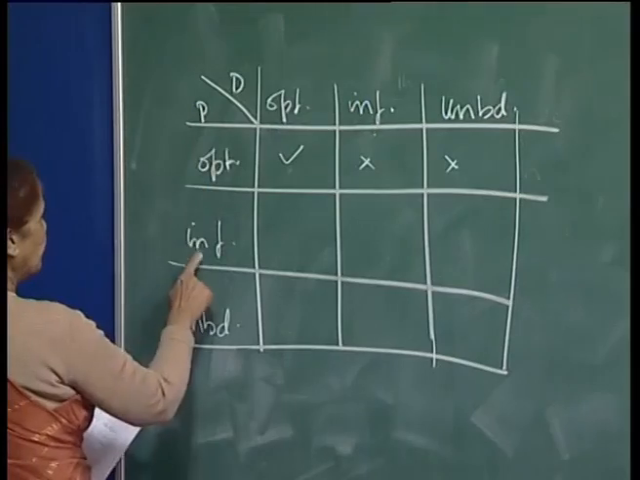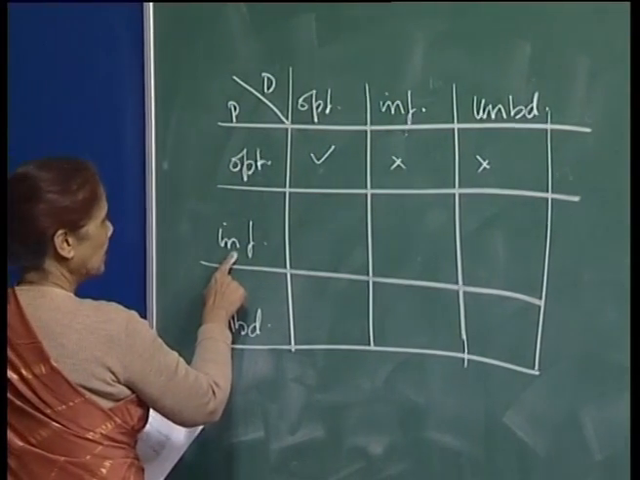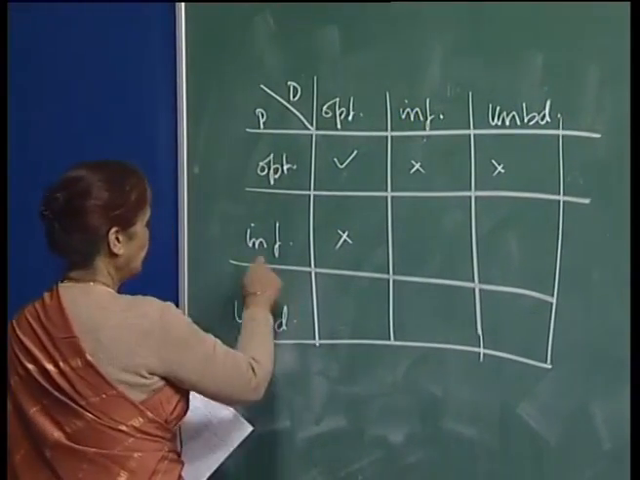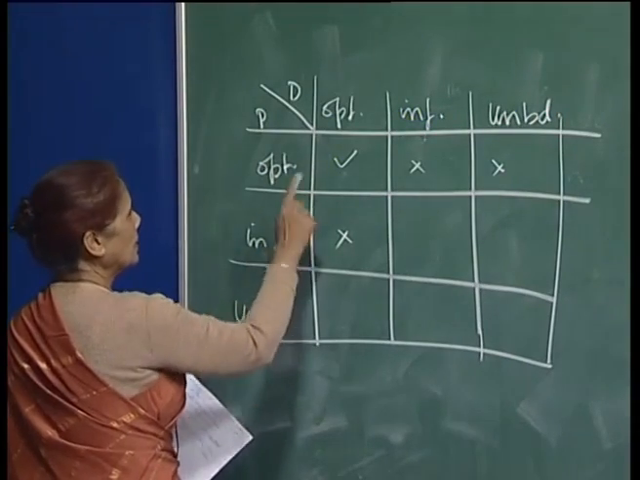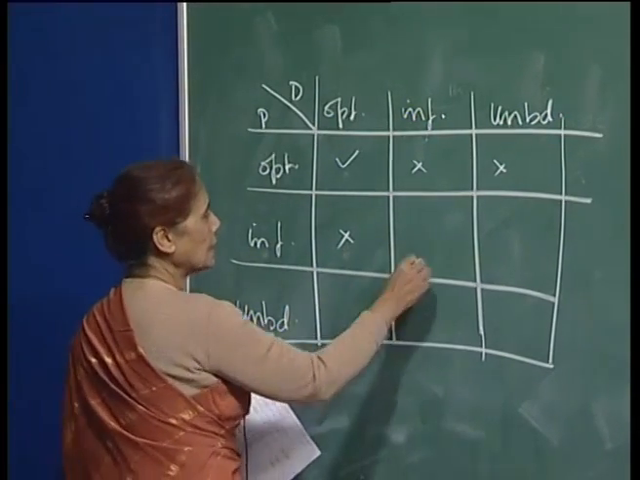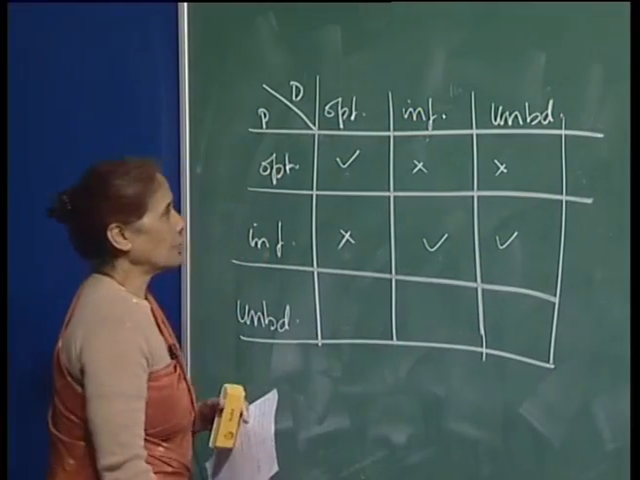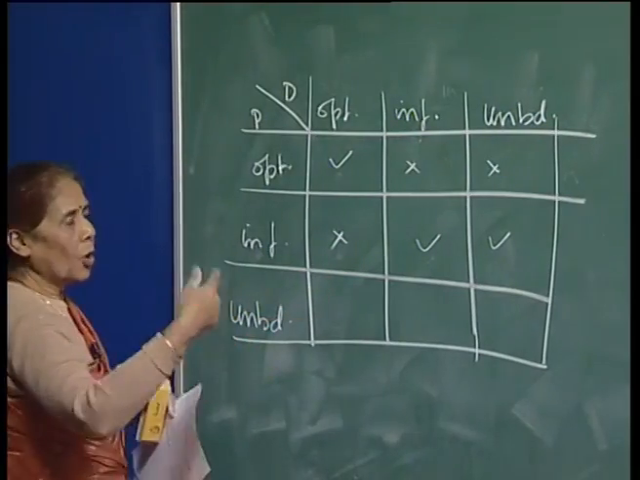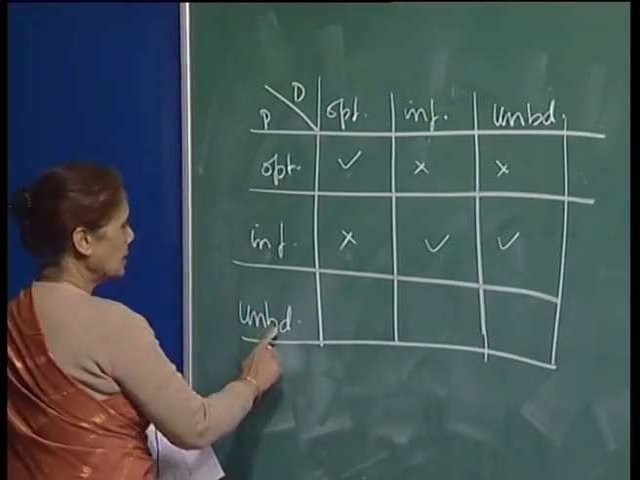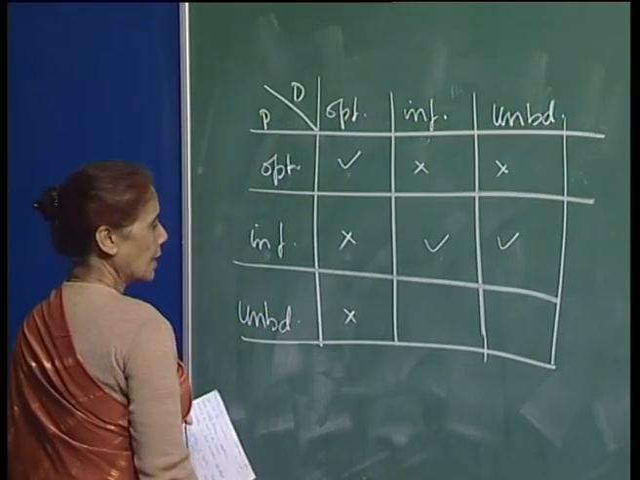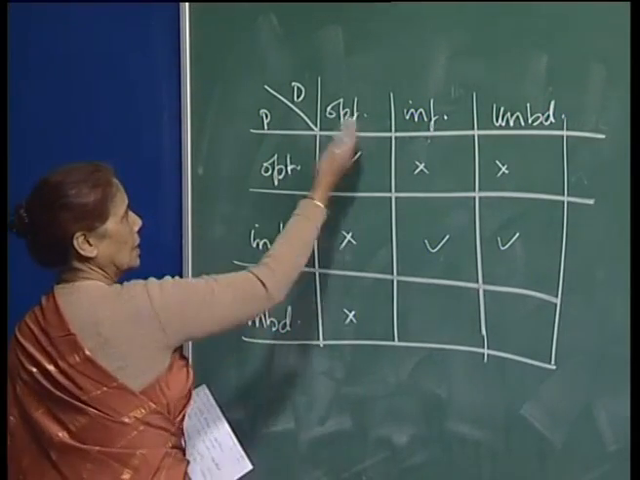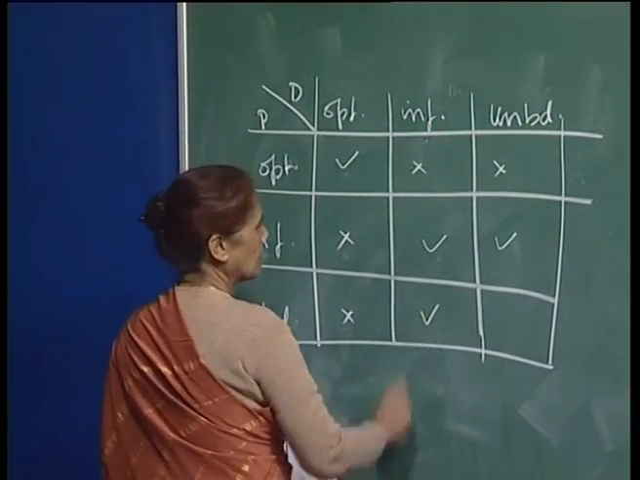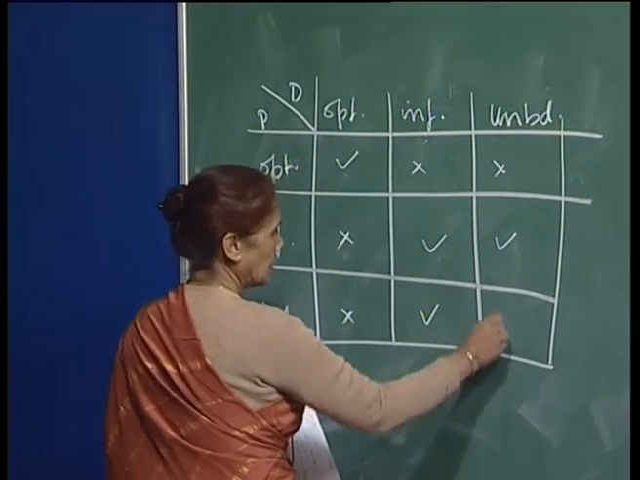Similarly, if P is infeasible, then this is not possible. Remember, we just now said that if P is infeasible, then the dual cannot have an optimal solution. It can be infeasible or unbounded, because I gave you an example that if one is infeasible, the other can be infeasible or it can be unbounded. Now, when this is unbounded, the dual cannot have a finite optimal solution, because it would imply that P also has a finite optimal solution. Unboundedness, this is true, and this is not true.